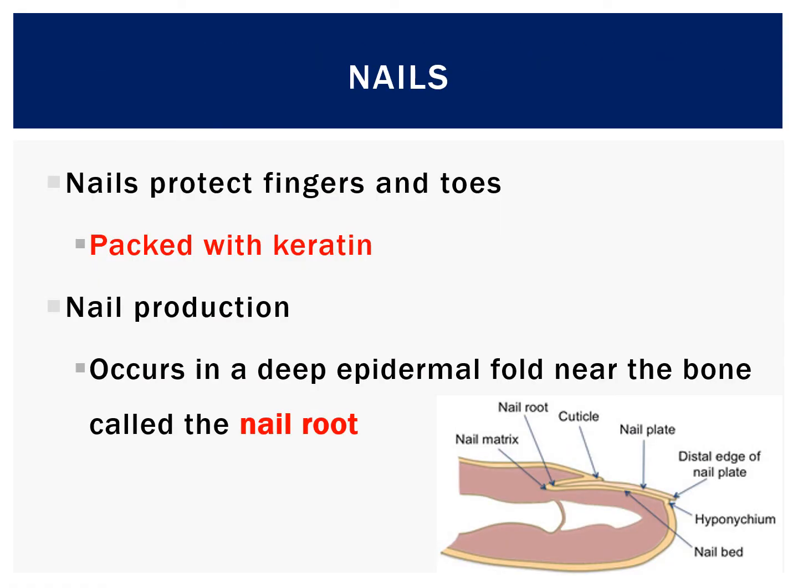Alright, you have learned the hair and glands. Here comes another accessory structure, which is the nail. The nails are packed with keratin, and they are important to protect the fingers and your toes. Nail production occurs in a nail root. You can see the labeling as shown in the image here, nail root.